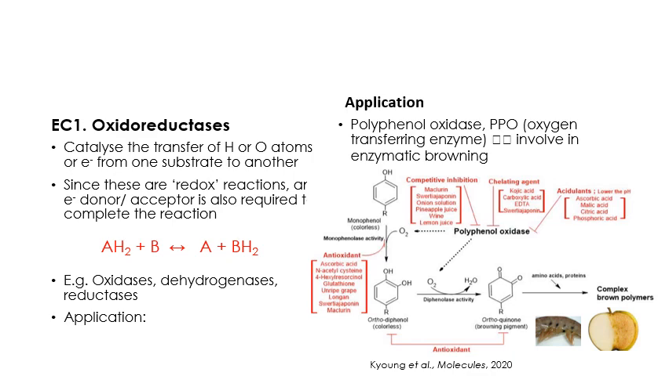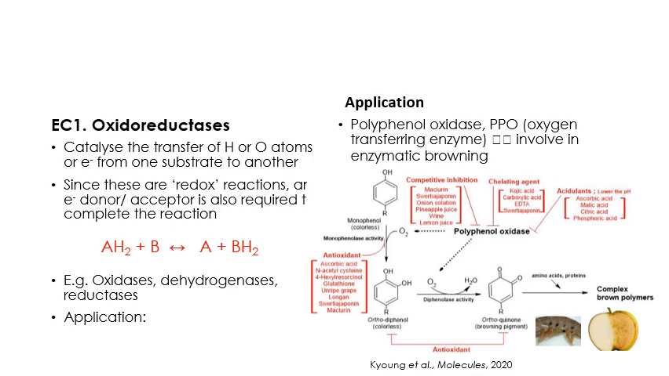One application of oxidoreductases is polyphenol oxidase. This is an oxygen transferring enzyme that is involved in enzymatic browning. This can be observed in cut fruit, as well as in shrimp. Shrimp can also undergo this enzymatic browning. This reaction is unfavorable because it reduces the shelf life of the fruit and reduces the sensory acceptance of the fruit as well.